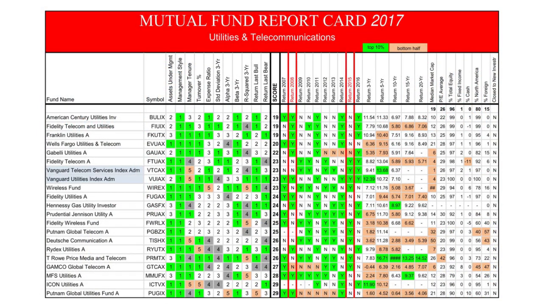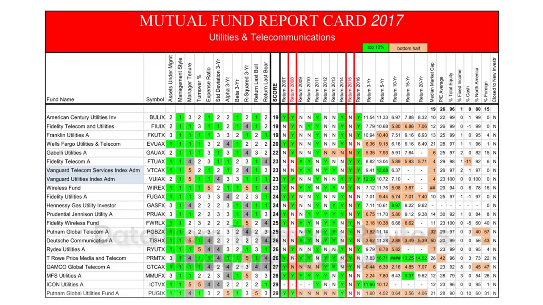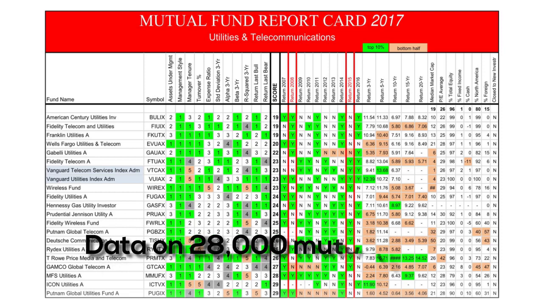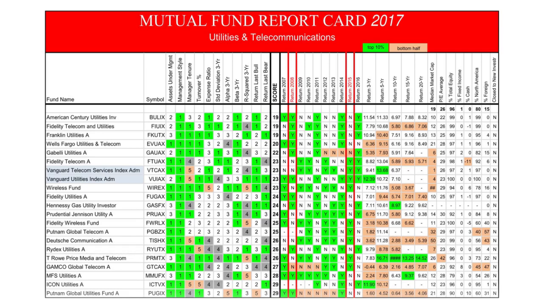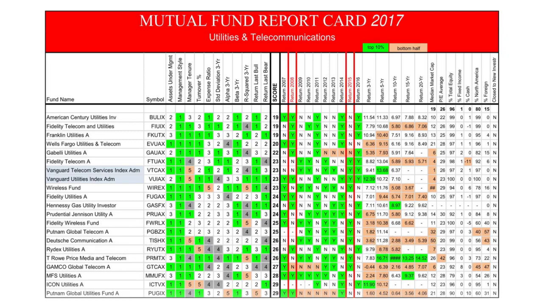The first thing I do is get the data that is furnished to me by Thomson Reuters InvestmentView, which consists of 3.7 million cells of data on 28,000 mutual funds. I eliminate all share redundancy before I do anything else. By the way, did you know that American Funds has 18 different share classes for each fund?